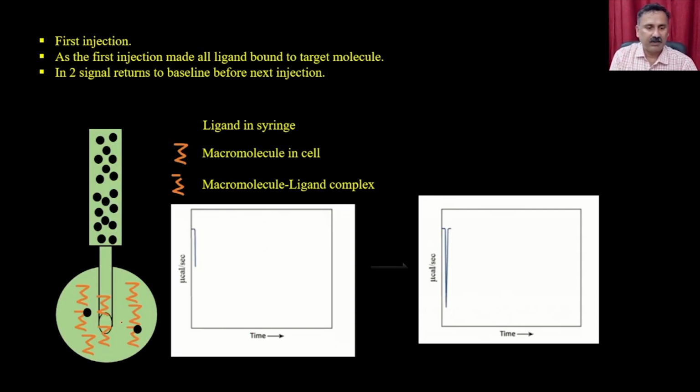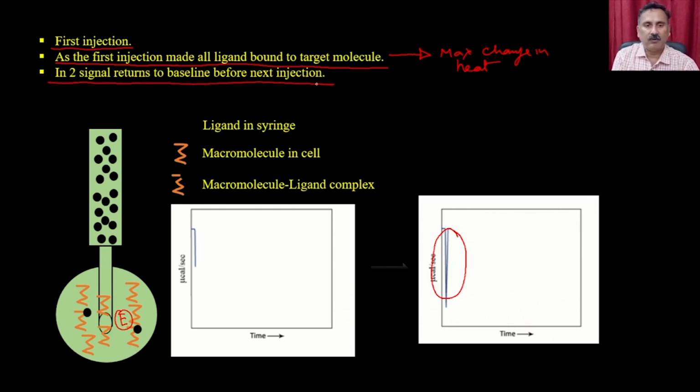So this is the reaction vessel where you have the enzyme, right? And this is your ligand. What you're going to do is multiple injections. When you do the first injection, all the ligand binds to the target molecule, which results in the maximum change in heat, because all the substrate molecules will go and bind to the enzyme. That's why you will see that the depth of this particular peak is very high, with a signal returning to the baseline before the next injection.